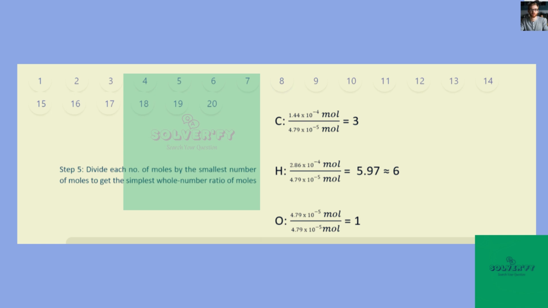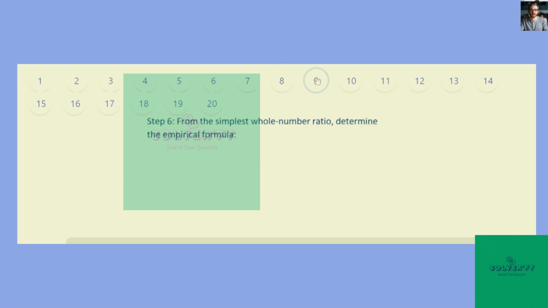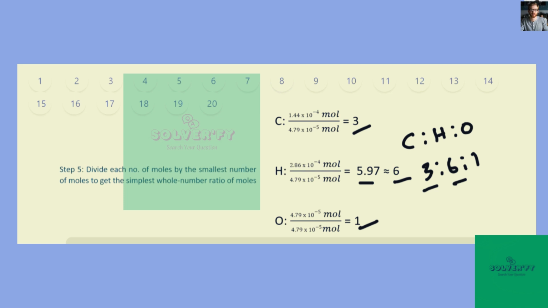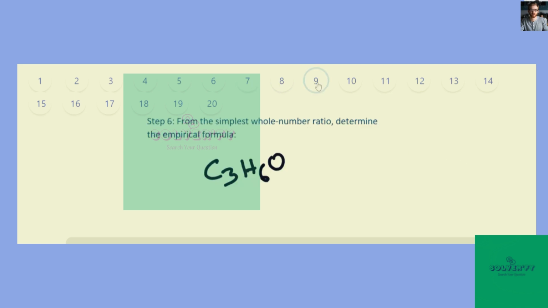And here is our mole ratio. So here you can see that for carbon the ratio is 3, for hydrogen it was 5.97, which is close to 6, and we will just assume it as 6, and for oxygen it's 1. That means for C, H, O the ratio is 3, 6, 1. So from the ratio we can find out the empirical formula, and we can write it C3H6O. Since our ratio is 3:6:1, we'll just write C3H6O as our empirical formula. So this is the empirical formula of ethyl butyrate.